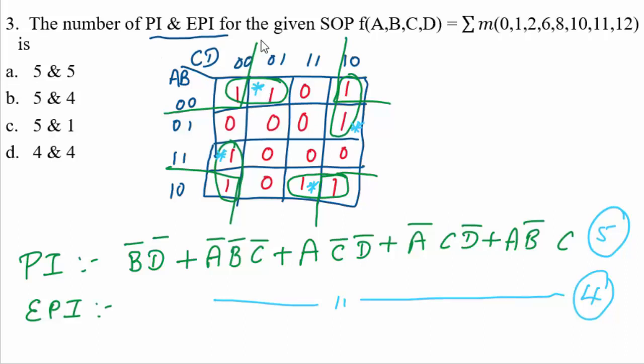Even though you have done maximum grouping, that grouping is becoming redundant if I am talking about essential prime implicants. So the number of prime implicants is 5 and the number of essential prime implicants is 4. So the corresponding option that's going to follow is option B is correct.